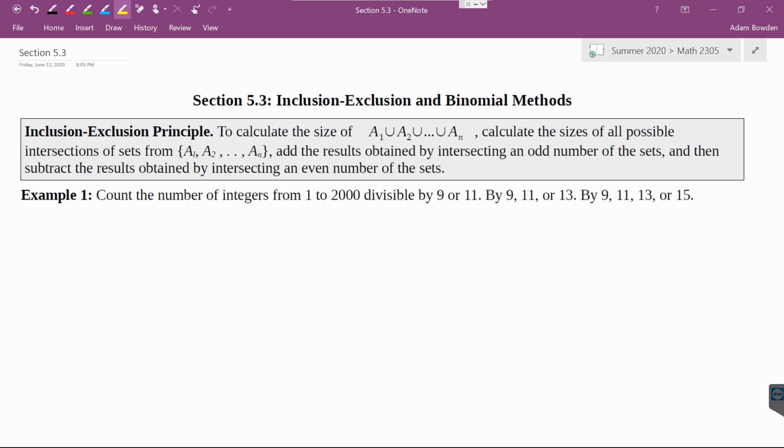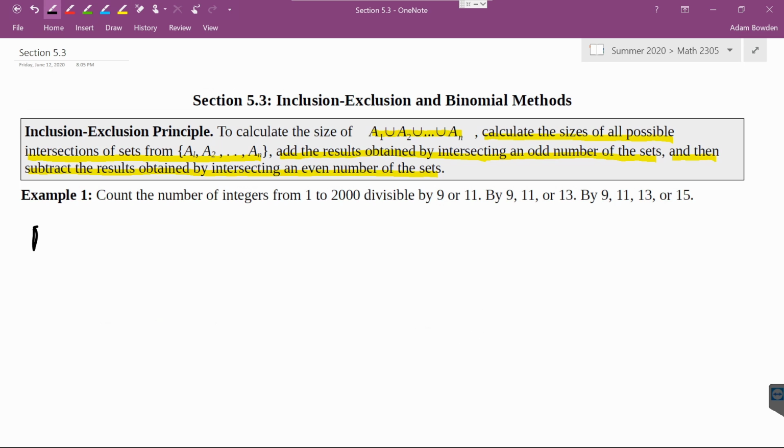It says first off, to calculate the size of a set A1 union set A2 union all the way up to another set AN, what we're going to do is calculate the size of all possible intersections from A1, A2 up to AN. Add the results obtained by intersecting an odd number of the sets, and then subtract the results obtained by intersecting an even number of sets.